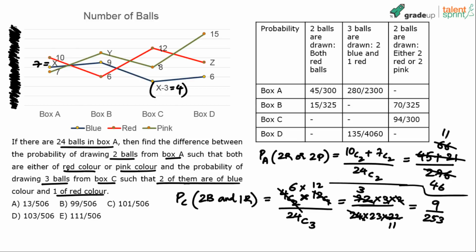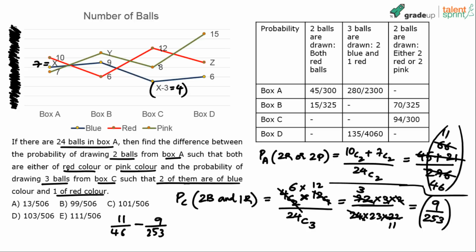Yeah. Now he's asking us to take the difference. Remember, one probability is 11 by 46. The other probability is 9 by 253. You have to take the difference of these two. So your final answer is going to be, I'll leave the calculation to you, 11 by 46 minus 9 by 253.